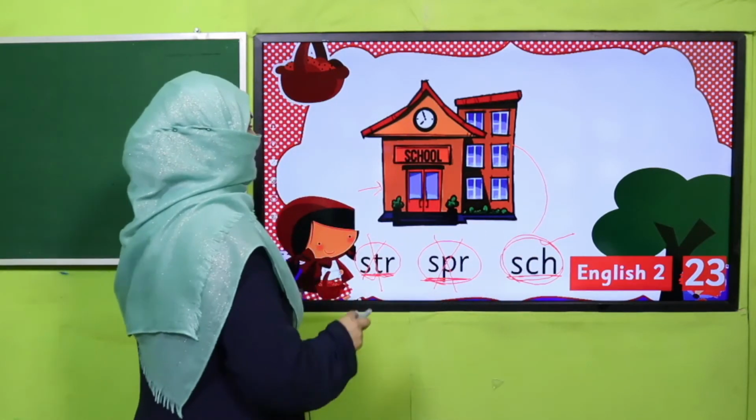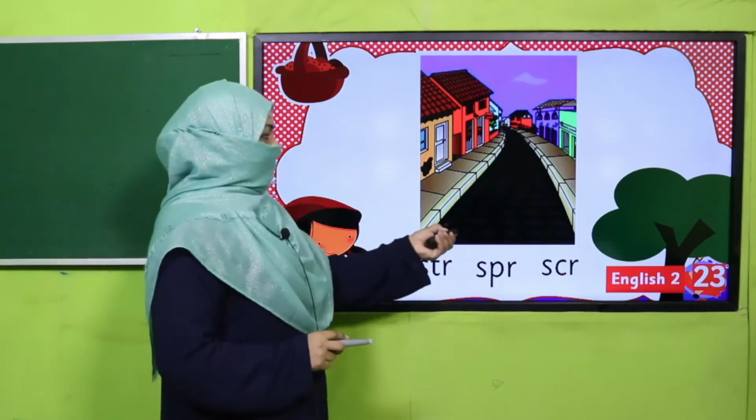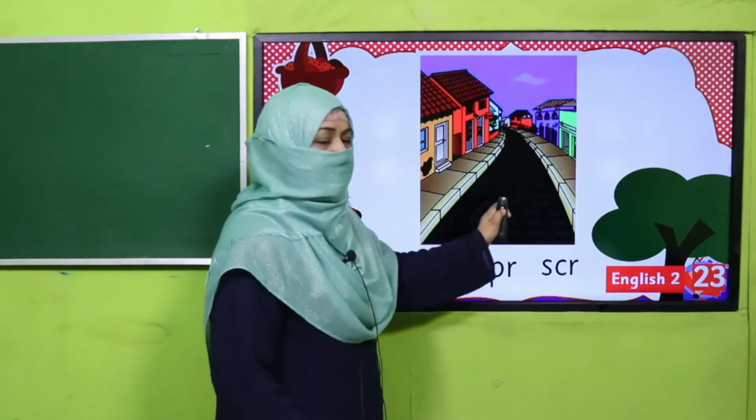The next example is, now look at this. What is this? It's a picture of, there are many things, but the focus is street.